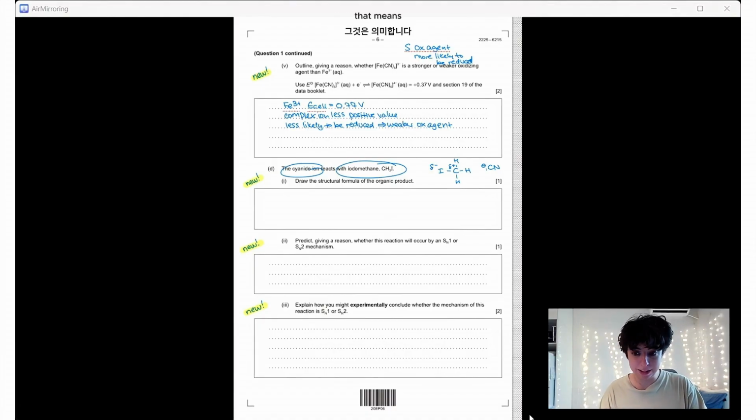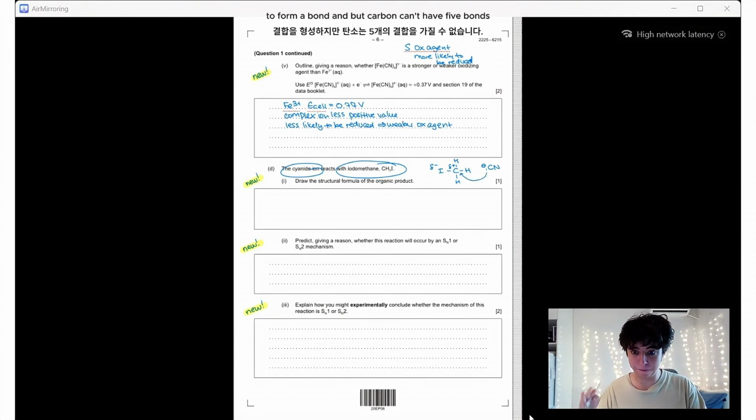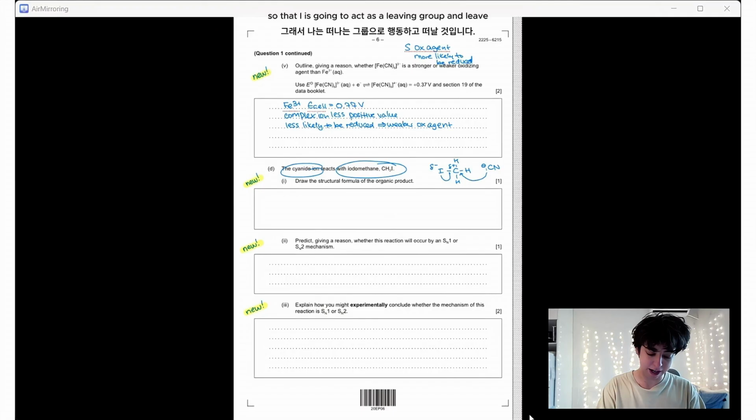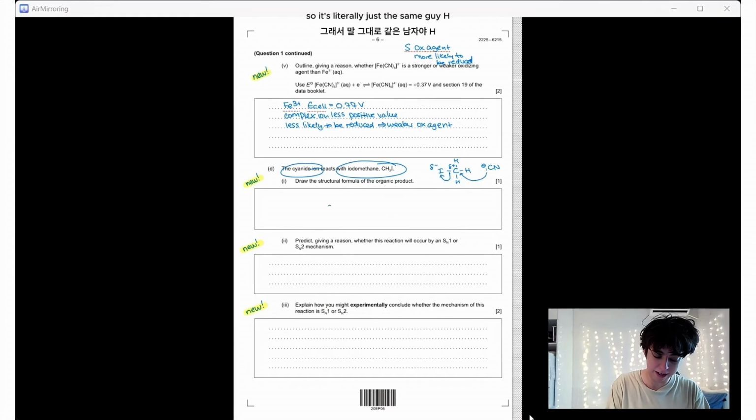And so that means nucleophiles are attracted to electrophiles. Oh my God, crazy. Boom, arrow, there to form a bond. But carbon can't have 5 bonds, so that I is going to act as a leaving group and leave. And so this part 1, where it's drawing the structural formula of the organic product, this is a substitution reaction. So it's literally just the same guy, CH3, and then your cyanide.